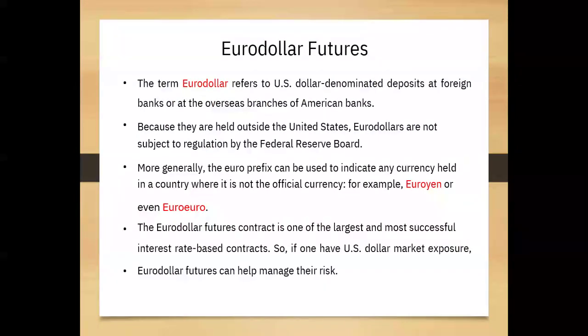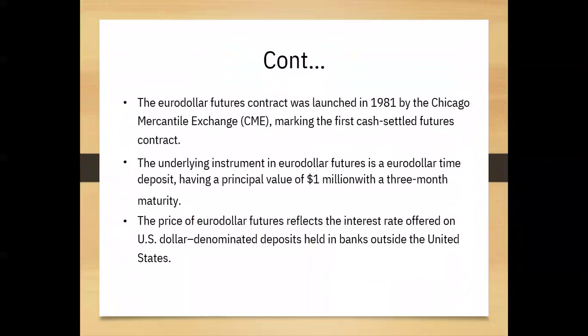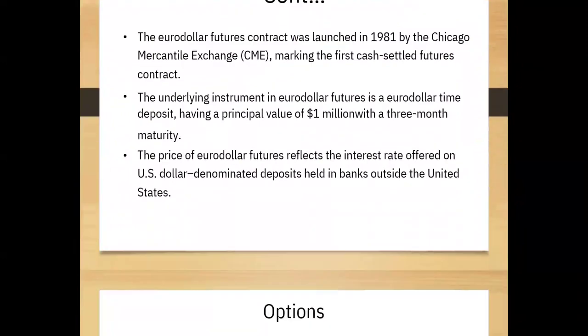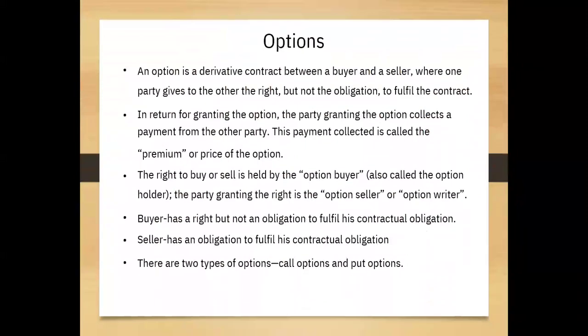So, if one has US dollar market exposure, eurodollar futures can help manage their risk. The eurodollar futures contract was introduced in 1981 by the Chicago Mercantile Exchange, making it the first cash settled futures contract. The underlying instrument in eurodollar futures is a eurodollar time deposit having a principal value of 1 million with a 3-month maturity. Then options. So, what do you mean by option?